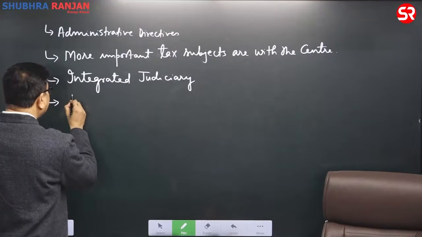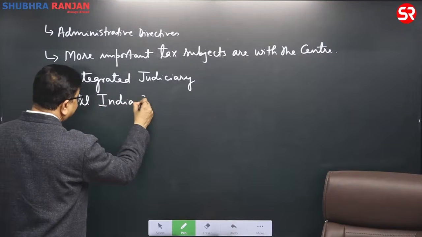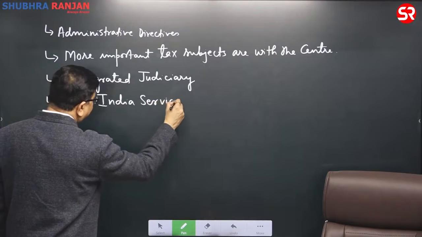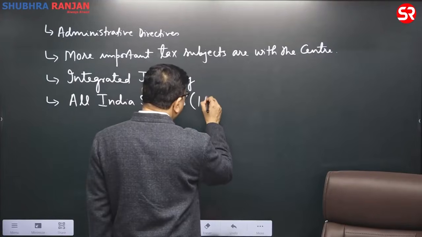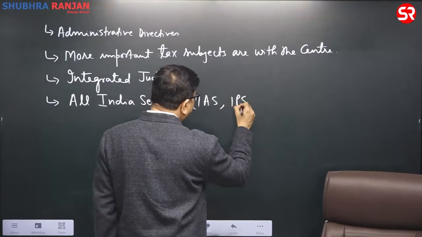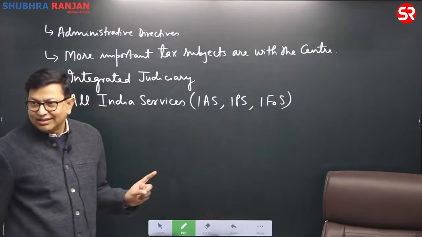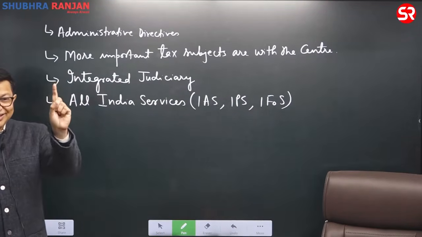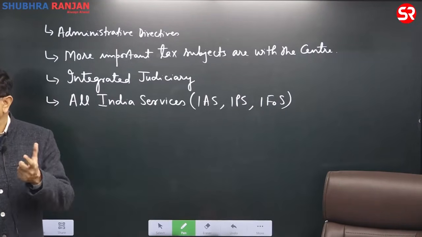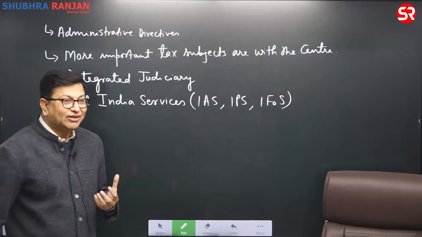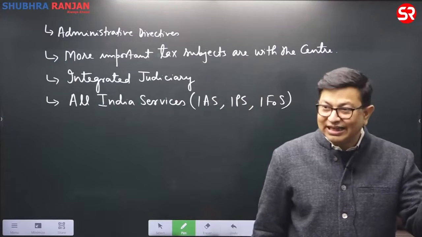Then all India services. The officers of the all India services are appointed by the central government, but they are posted in the states. They get the state cadre. So you see, this is also a unitary feature, that the officers will be appointed by the center, but they will serve in the states.